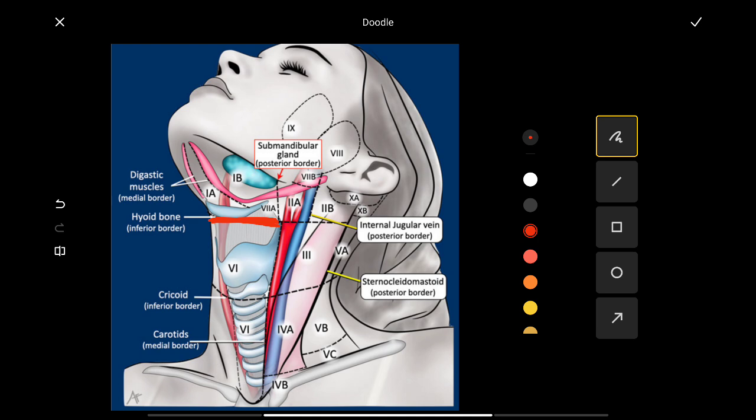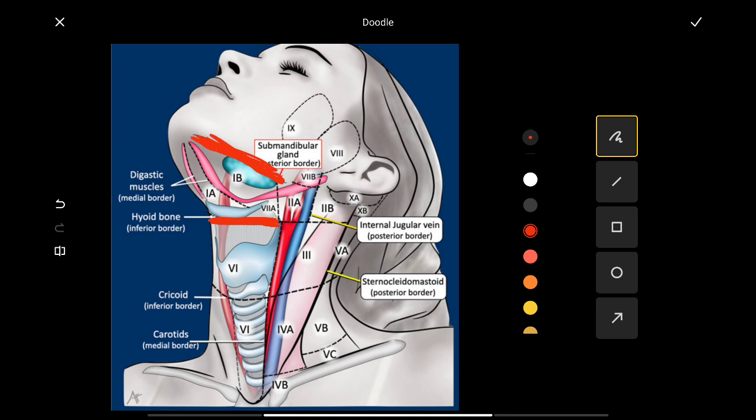Superiorly is the mandible, and the mylohyoid muscle also, which forms the floor of the oral cavity, right? So you've got the mandible superiorly, and the mylohyoid muscle, and inferiorly the hyoid bone. All right?